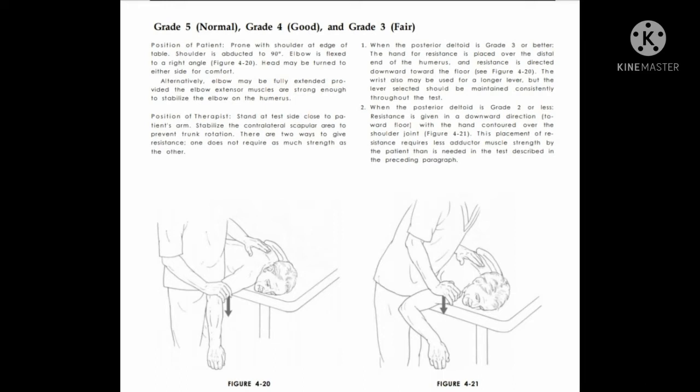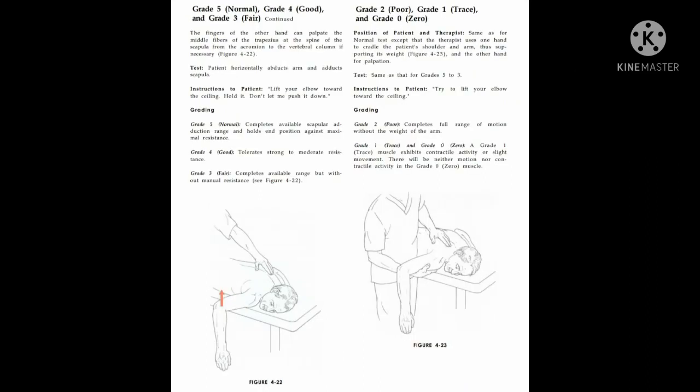When the posterior deltoid is grade 3, the resistance is given at the distal end of the humerus and the resistance is given in downward direction. When posterior deltoid is grade 2, the resistance is given at the shoulder joint in downward direction. Instruction given to the patient, lift your elbow towards the ceiling. Hold it, don't let me push it down.